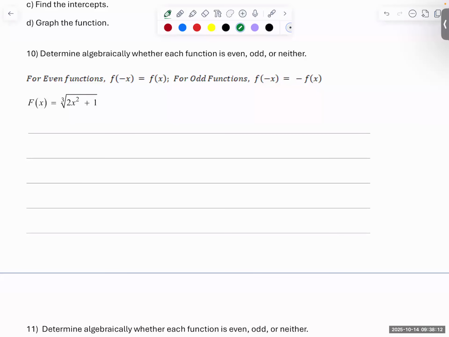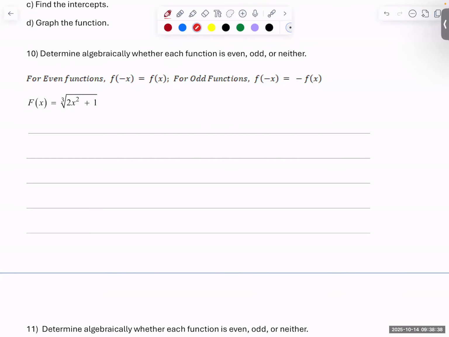Number 10, determine algebraically whether the given function is an even function, an odd function, or neither. Recall that a function is even if by definition, f of negative x equals f of x. A function is an odd function if f of negative x equals the opposite of f of x.